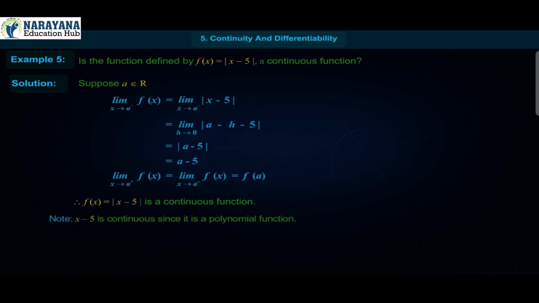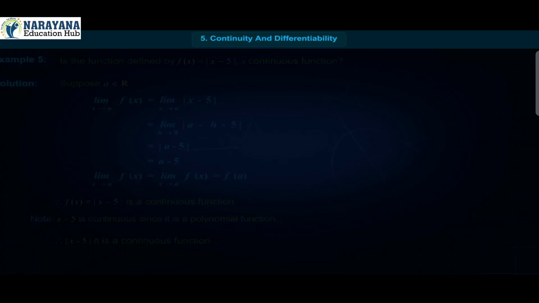Note, x minus 5 is continuous since it is a polynomial function. Therefore, modulus of x minus 5 is a continuous function.